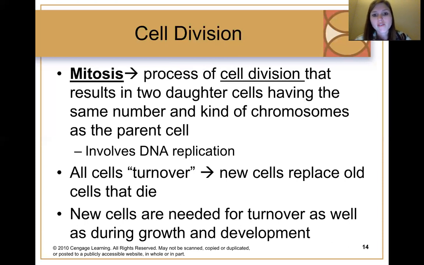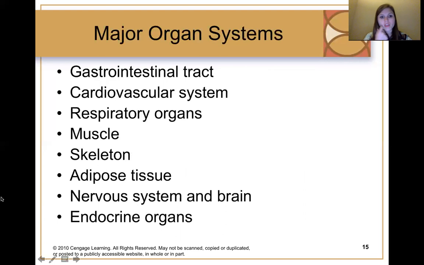And especially if you're going from a baby to, within a couple of years, your body is going to be growing and getting bigger, and you need more cells to do that. That's called cell turnover, and the process of division is mitosis. So new cells are needed for turnover as well as during growth and development. I think we've pretty much covered this slide and why that's important.